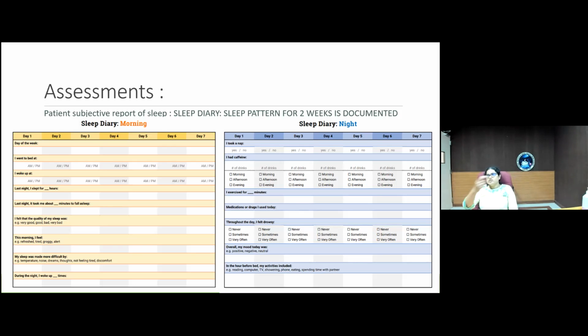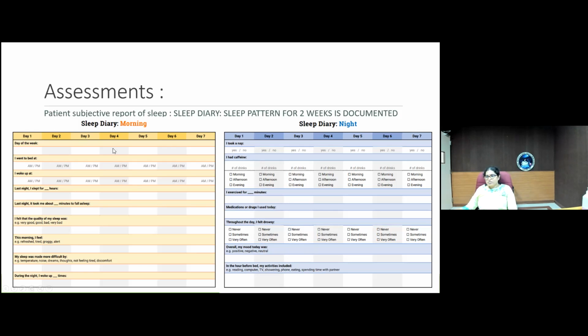For example, in the night, he will take down if at all one has taken a nap or not, how much caffeine has been taken in the form of tea, coffee, chocolates, anything, any exercise that has been carried out through the day, medications, did I feel drowsy during the day, how was my mood overall, and then what was the time of my going to bed, along with what were the activities that preceded bedtime. So these are the things one has to write down before going to bed.